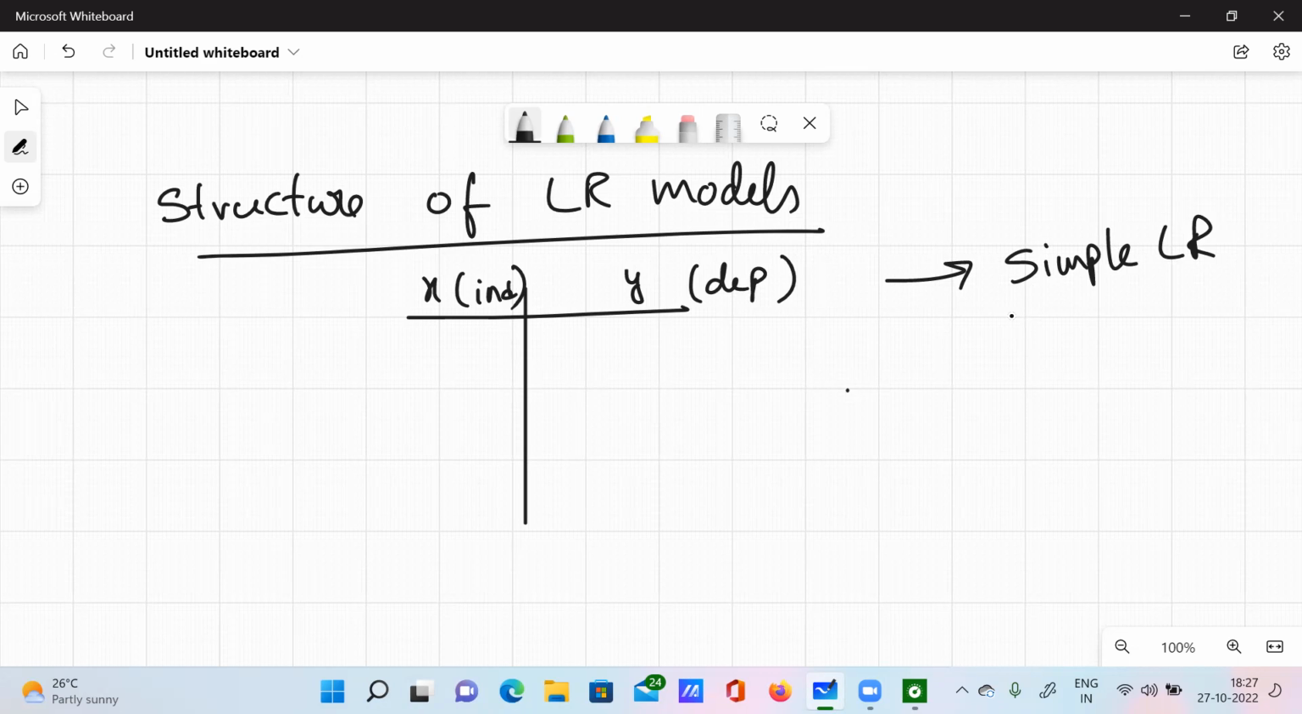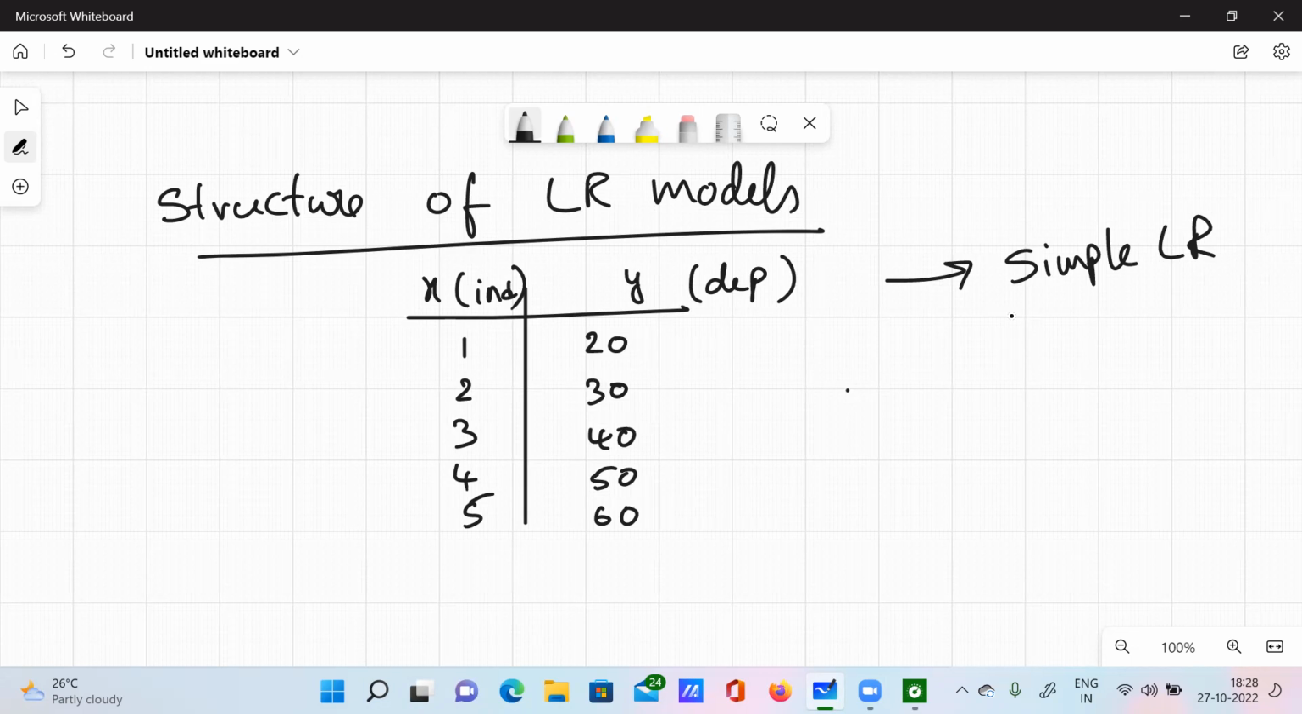For example, I have some data points like this. In my X column, I have 1, 2, 3, 4, 5 or something. I'm just taking this data set as an example, so this is not a real data set. And in my Y column, I have data points like 20, maybe 30, 40, 50, or 60, like this.